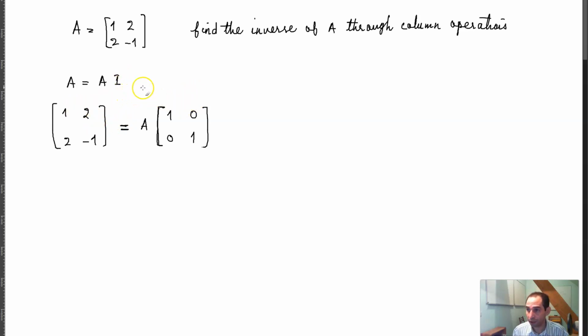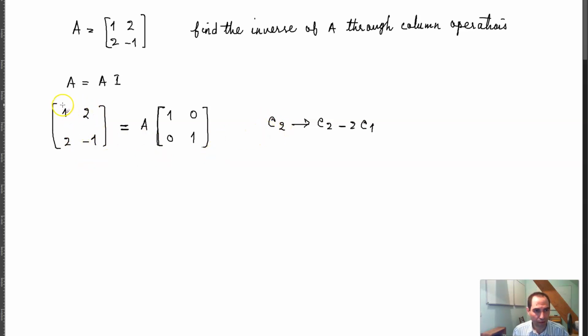Now if I apply here, so I have 1, 2, 2, -1, and 8 times 1, 0, 0, 1. And if I apply, for example, C2 becomes C2 minus 2 times C1. If I apply this here, what happens is that the second column becomes the second column minus 2 times the first column. So basically this becomes a 0, and this becomes something else.